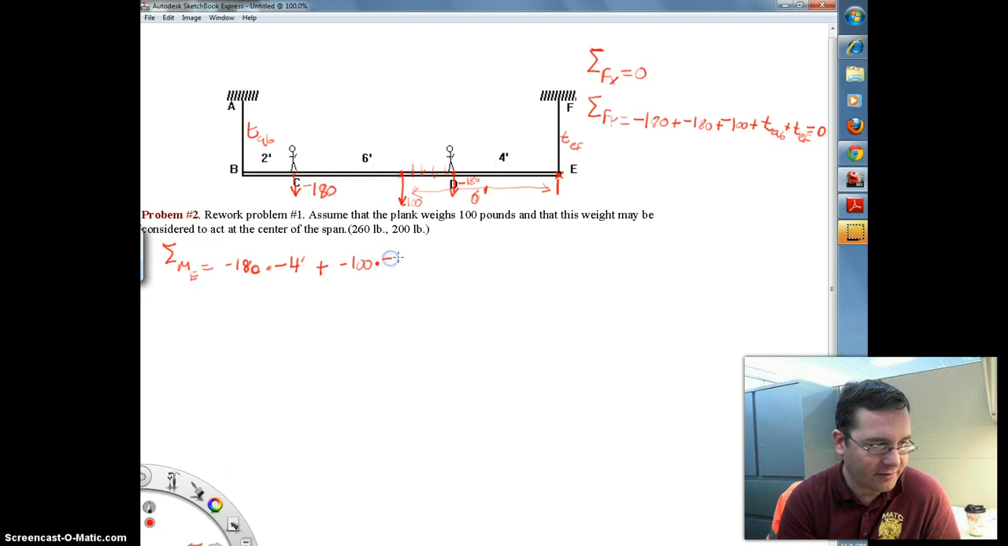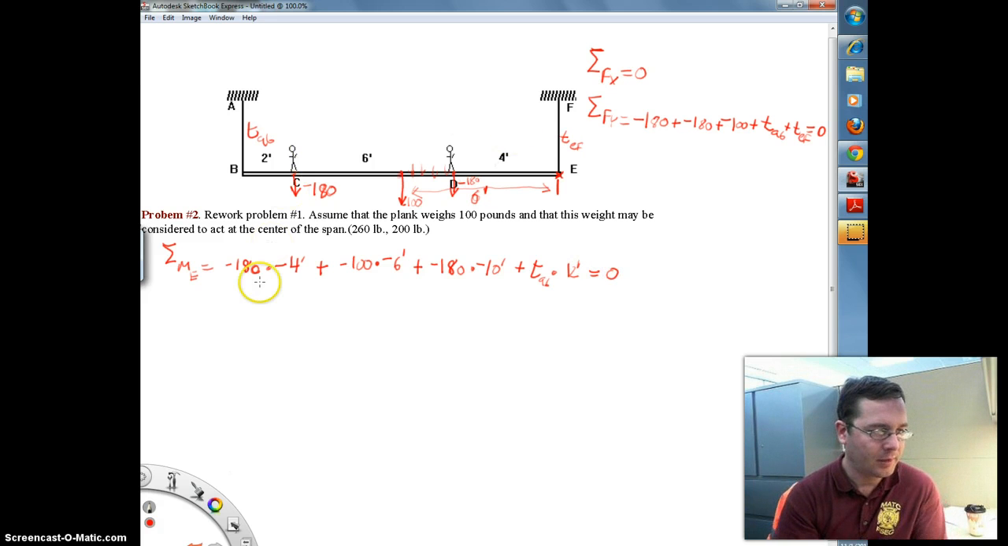times a displacement of negative 6 feet because it's to the left of the fulcrum, plus a weight of 180 times a distance of, let's see, 10 feet from point E, plus the tension in wire rope AB, which is at a distance of 12 feet. And again, the sum of the moments must be 0. So now it's just a matter of turning the crank on this.